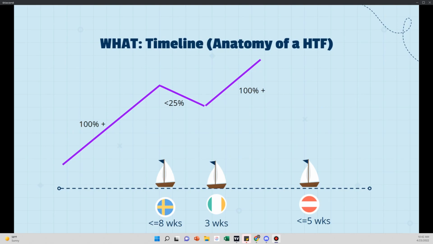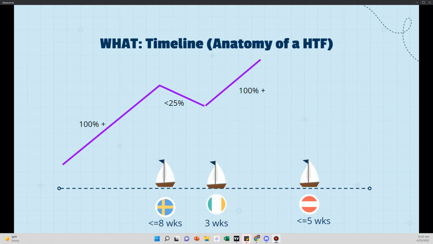So, what is a high tight flag? Now, at its most basic, it is a move of 100% or more, followed by a retracement of 25% or less, which is then subsequently followed by a move of 100% or more again.